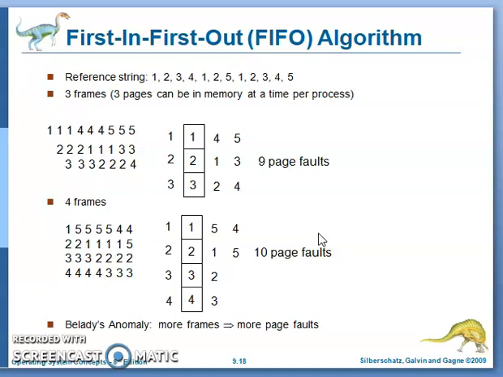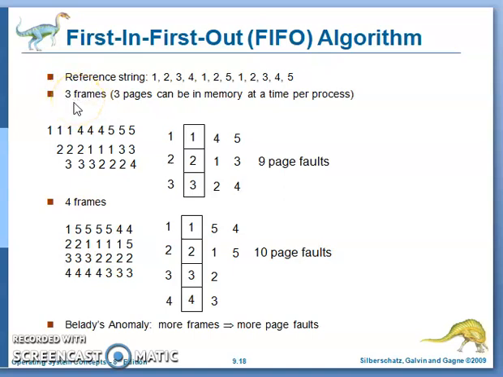I will again explain the FIFO algorithm. FIFO means first in, first out algorithm. Now here the reference string is 1, 2, 3, 4, 1, 2, 5, 1, 2, 3, 4, 5. The length of this reference string is 12. And there are 3 frames in the physical memory.